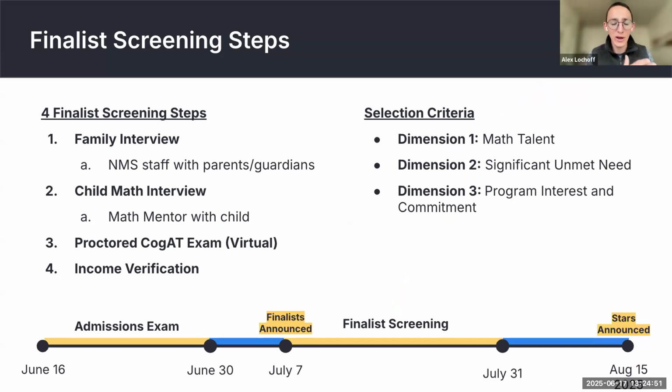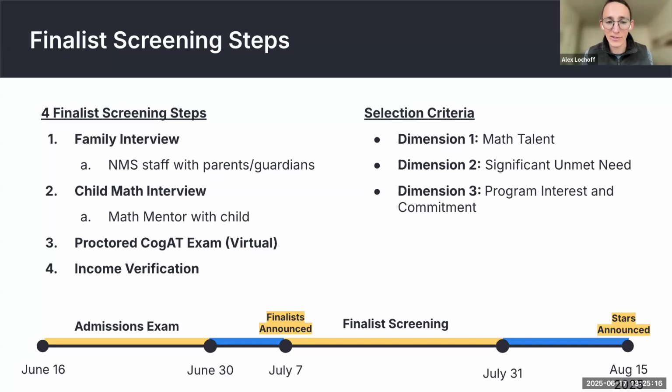We interview the parents or guardians of every finalist in our program. That will be one of our staff members talking with just you parents, not your child, just you as parents or guardians on a Zoom call. We will also have an interview for your child where they will have a call with one of our math mentors over Zoom and work on some problems and games together to understand more about how they think and reason.